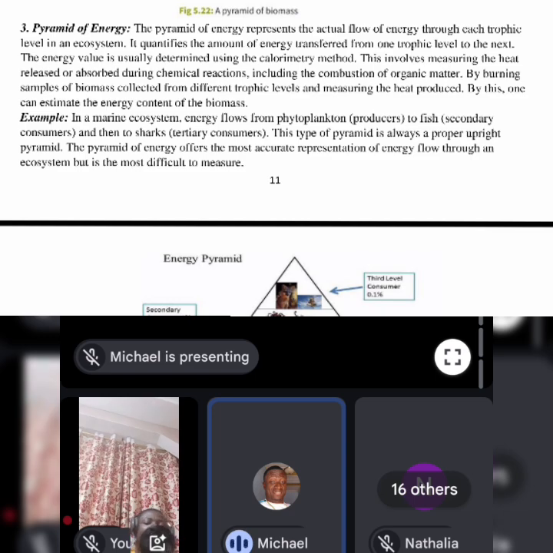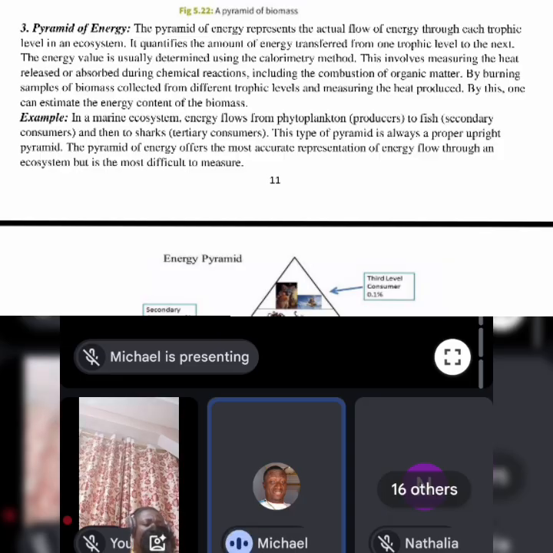So these are the three main types: the pyramid of numbers, just talking about the number of organisms at every trophic level. Then we talk about the pyramid of biomass, just their dry weight. Then the pyramid of energy, talking about the exact energy that is being transferred. And that will tell us whether there's a balance in the ecosystem, or at least a natural flow of energy through the various trophic levels.